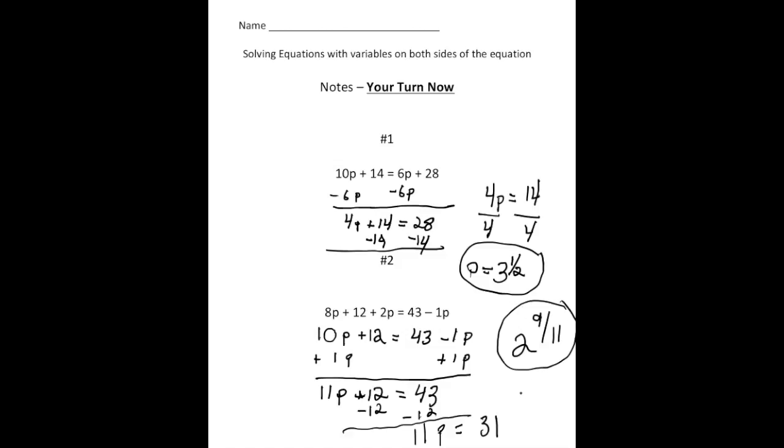And there's your answer. Okay, so again, the way I got that is I divided 31 by 11 to get p by itself. All right, how'd you do?